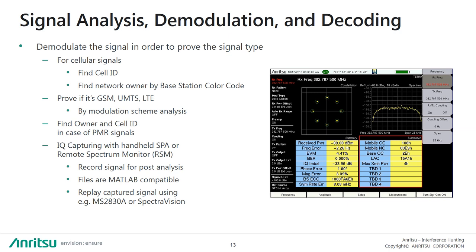If the interfering signal is not known, meaning it's not common and therefore there is no built-in analysis of it, you may be able to capture the IQ data. That is, if the instrument supports it, which most Anritsu handheld spectrum analyzers do. The captured or recorded IQ data can then be post-processed in standalone tools such as MATLAB. You can also replay the captured signal using, for example, the Anritsu benchtop spectrum analyzer, MS2830A.